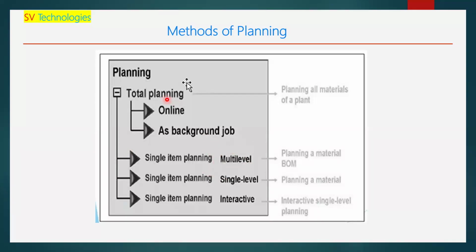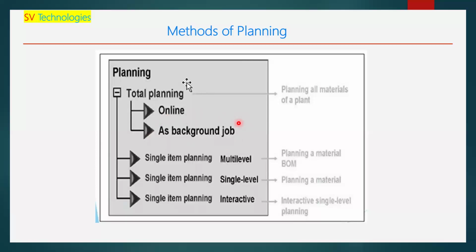Here we have different concepts. One is total planning. If you want to run MRP at plant level, the entire plant, instead of material by material, you can go for total planning. This total planning can be executed online, or as a background job. Generally, in real time we go for a background job, which means we schedule a batch job. This is very, very important.